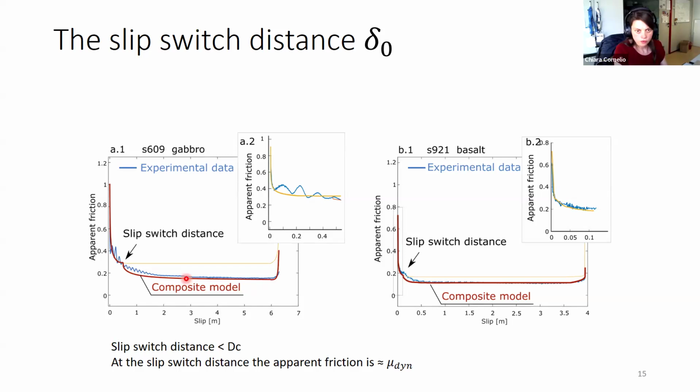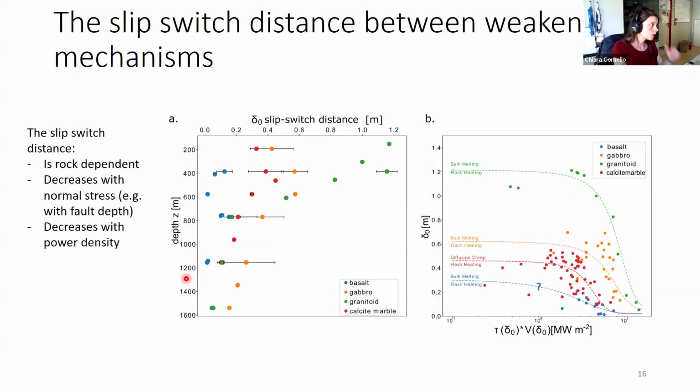We can go a step further in our analysis, and analyze how the slip switch distance changes as a function of the normal stress of the experiment, which we can correlate to a hypothetical depth of a hypothetical earthquake. What we can see is that the slip switch distance decreases with increasing normal stress, so with depth, and the differences between the lithologies also decrease with increasing normal stress.